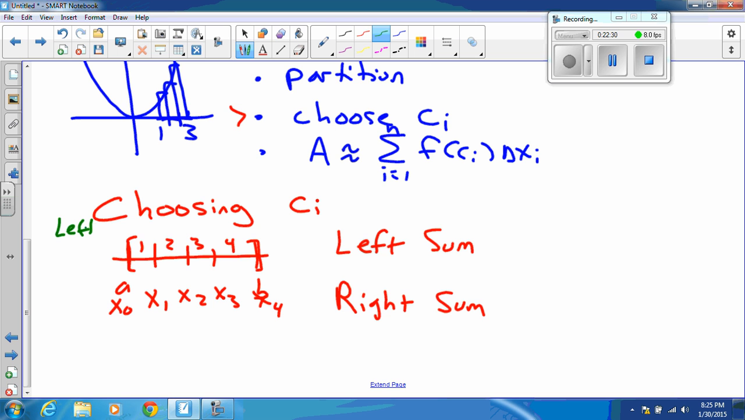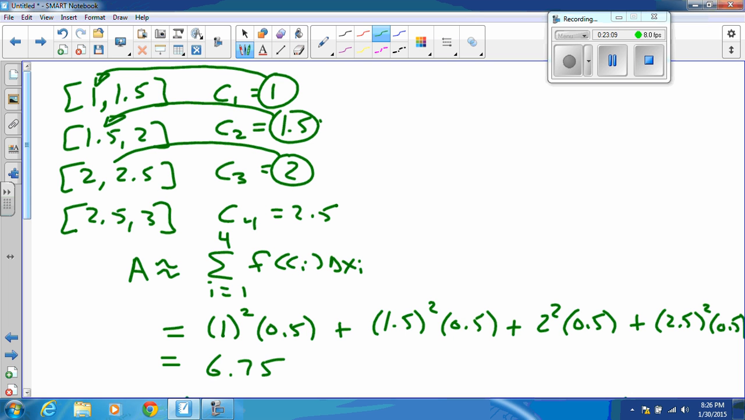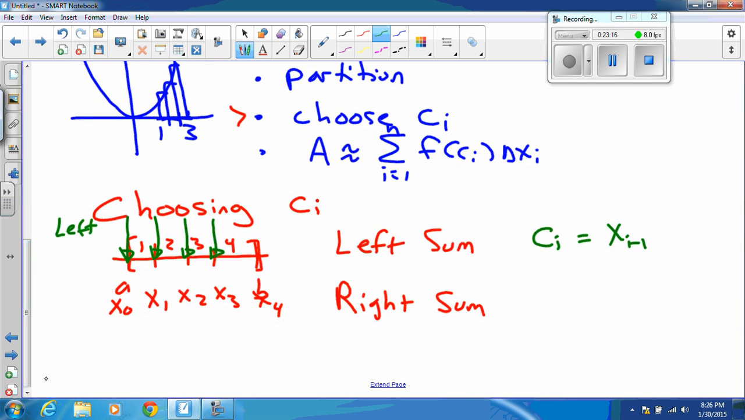Far and away, the two most common choices are left sum and right sum. And when we do a left sum, then for each subinterval, we're going to choose the x value that is on the left side of each of those subintervals. If we were to make it formal, we would say that c sub i is equal to x sub i minus 1. You can see that in the previous example that we worked here we were doing a left sum. How do I know? Because each c sub i is on the left side of the subinterval that we chose, just like that.